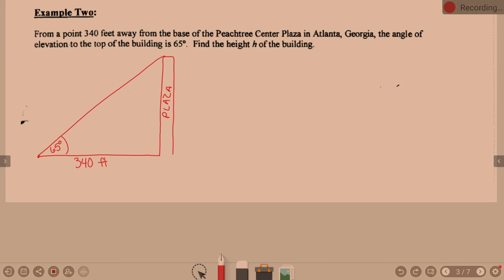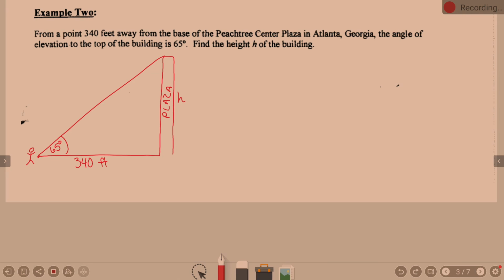What are we being asked to find? The height of the building. Oh, I just looked at my notes. I even got fancy last year. There's a person.